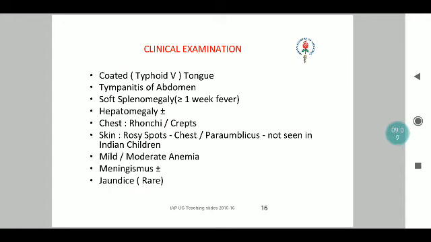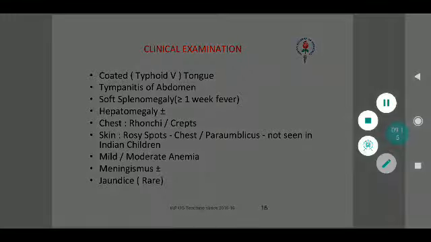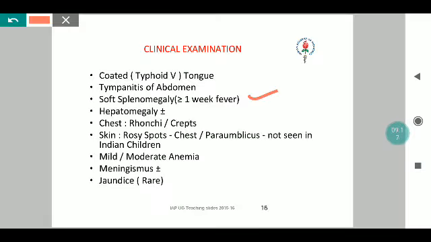Now clinically, if we do examine, there will be tympanitis of the abdomen with a soft splenomegaly if the fever is of more than 1 week duration. Hepatomegaly may or may not be present along with a coated tongue. Characteristically, pain abdomen, tenderness, hepatomegaly, splenomegaly is the most common presentation that we do get. Rarely, chest findings of rhonchi and crepitations may be seen.